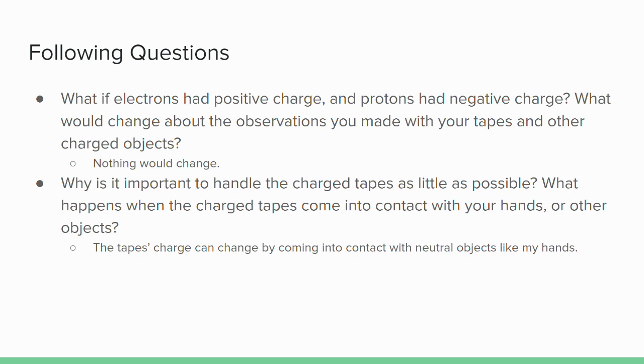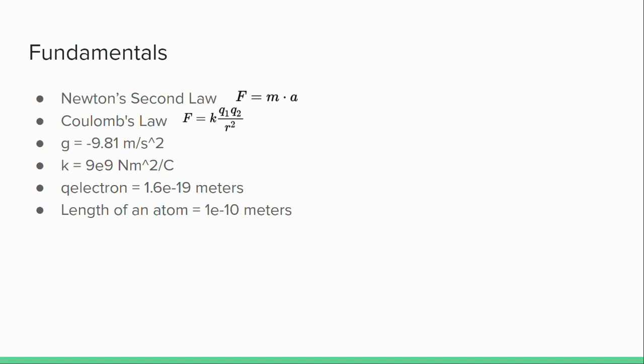The first fundamental equation is Newton's second law, which is force equals mass times acceleration. The second fundamental equation is Coulomb's law, which is force equals Coulomb's constant times the 2 point charges divided by the distance squared. Some important values that we need to keep in mind are the gravity constant, which is negative 9.81 meters per second squared, the K constant, which is 9 times 10 to the 9 newton meters squared per coulomb squared, the size of an electron, which is roughly 1.6 times 10 to the negative 19 meters, and the average length of an atom, which is roughly 1 times 10 to the negative 10 meters.